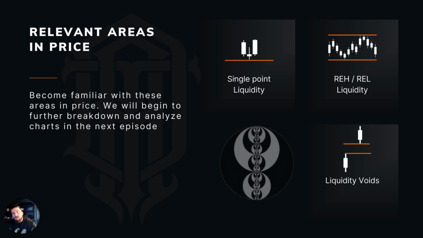Continuing on with more relevant areas in price, we have single point liquidity, which would just be a single swing low. And this is relevant. You'll see this sometimes in trending markets where this level gets taken out. We have relative equal highs and equal lows, where in a consolidation, you'll often see these areas. And then lastly, you also have liquidity voids, where there is no trading occurring, and price shows gaps between two candles. This often happens when there is a new day that starts, a new week that starts, and so on.